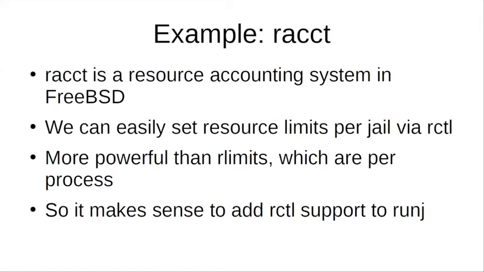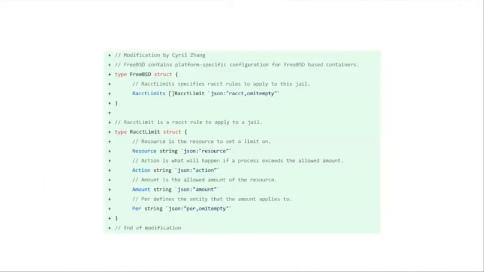And although the OCI specification has rlimits, in the configuration that's like per process. So if we could use racct instead, that could give us more power, more configuration. And so that was one of the things that I was doing, was thinking about adding rctl. So rctl is the program that you use to set the limits of the racct limits. And so I did like an experimental add rctl to runj and see how that works out.